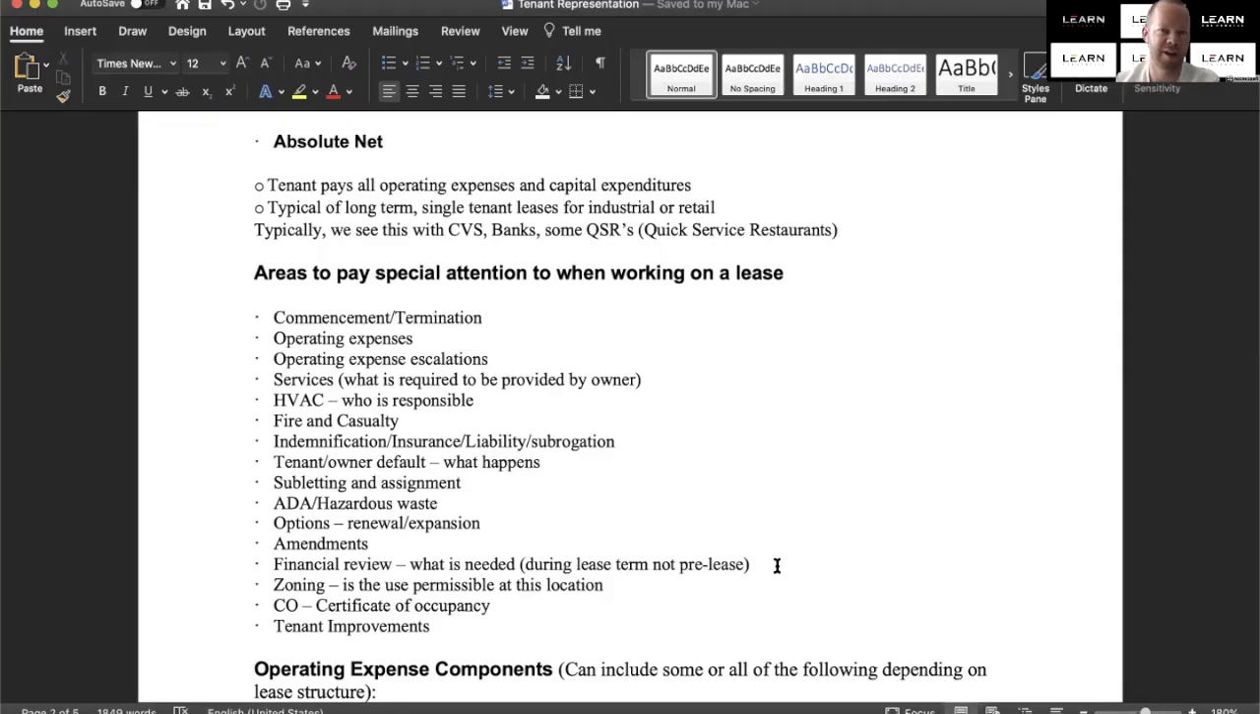Now the CO, always need to get a certificate of occupancy to open for business. That's where the city comes out, make sure everything's within code and compliance, and you're good to go, issue you a CO. The tenant improvements, make sure if you negotiate tenant improvement allowance, dollars, configuration, you're staying on top of it to make sure it's done properly and according to the lease document, right?